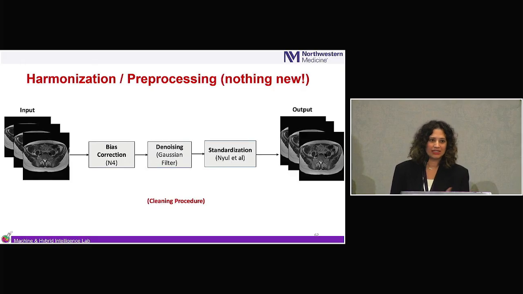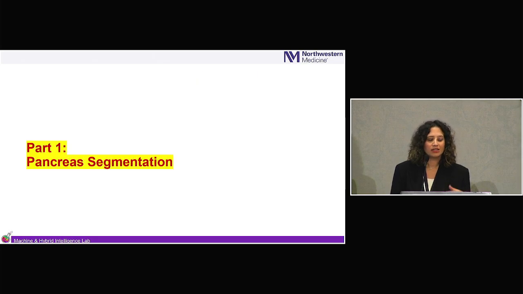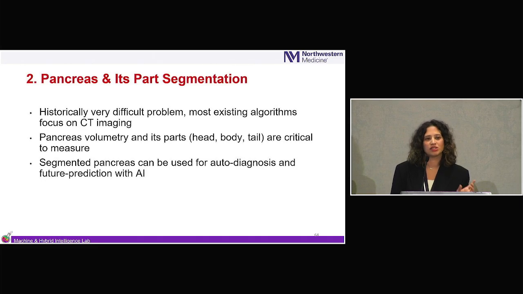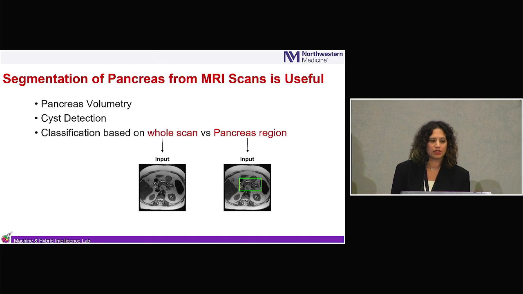And this is the harmonization. Actually, this is nothing new, but we should always do it before the segmentation. And pancreas segmentation is historically very challenging due to the nature and the boundaries of the organ. Also volumetry is really important. In our daily settings, it's not easy to calculate slice by slice and always ask the radiologist, because it's not easily calculable. And a segmented pancreas could also be helpful for auto-diagnosis, disease prediction, and prognosis prediction.